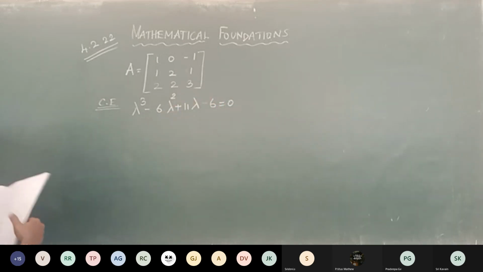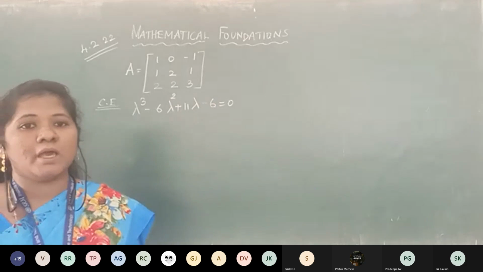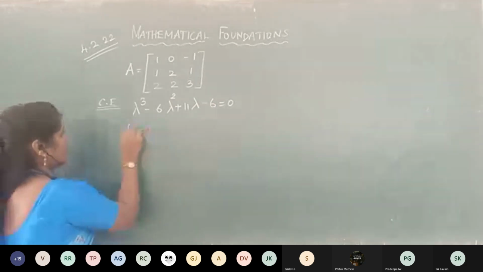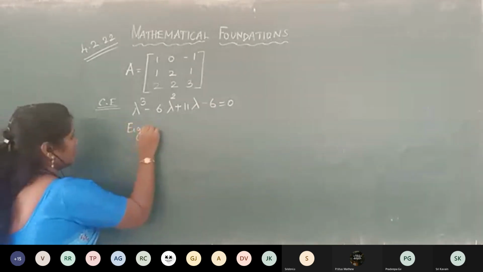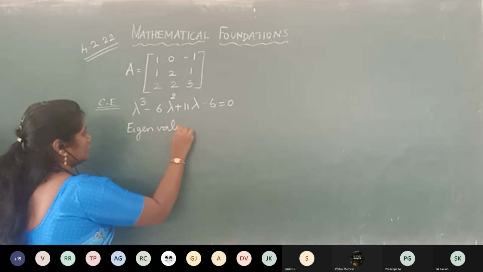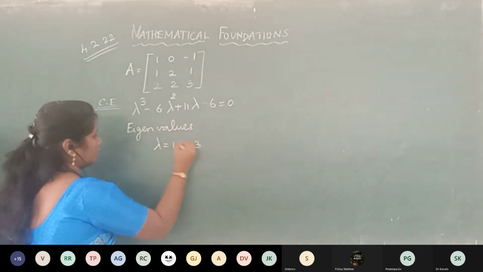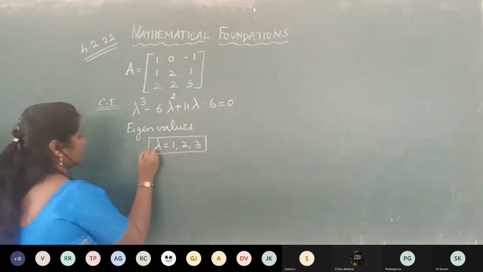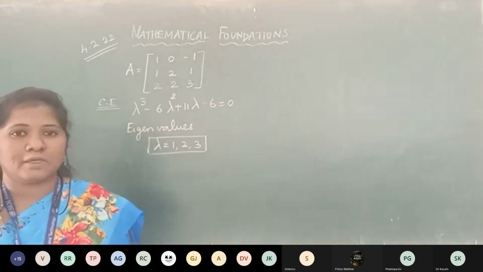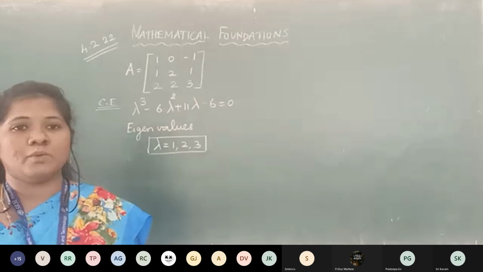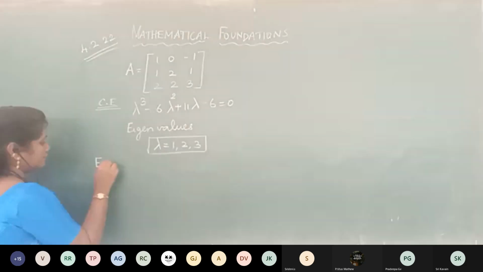You solved this using synthetic division and got your eigenvalues: lambda is equal to 1, 2 and 3. So you found your eigenvalues to be 1, 2, 3. Now we have to find the eigenvectors.